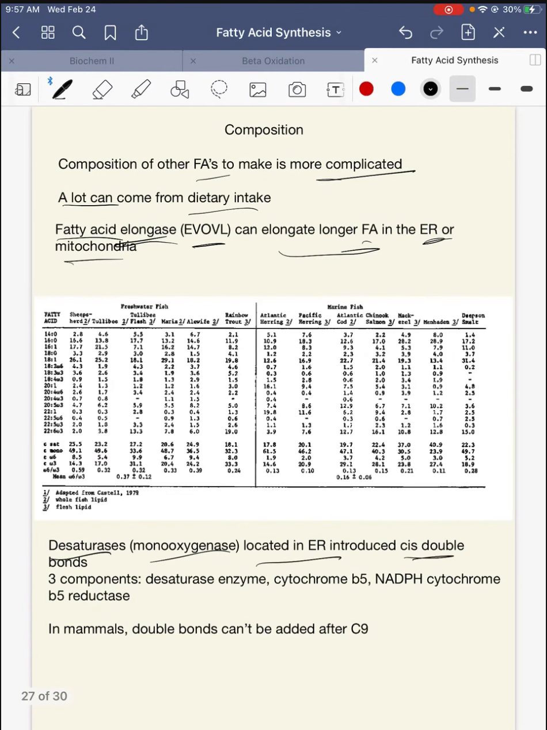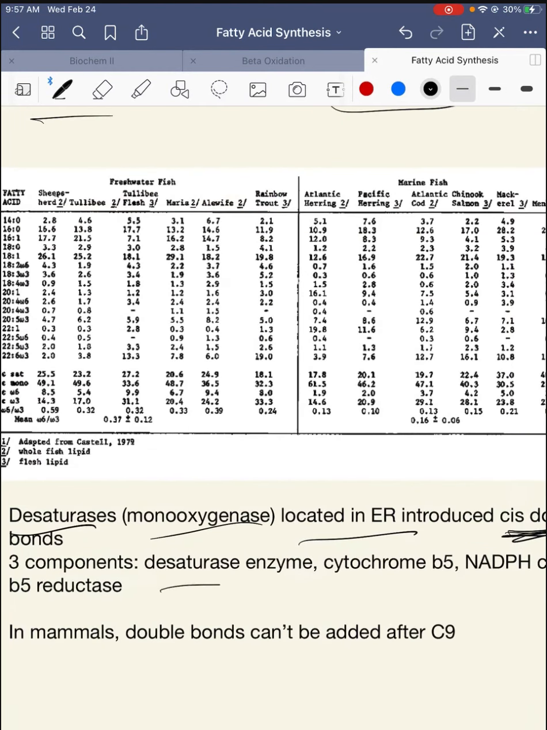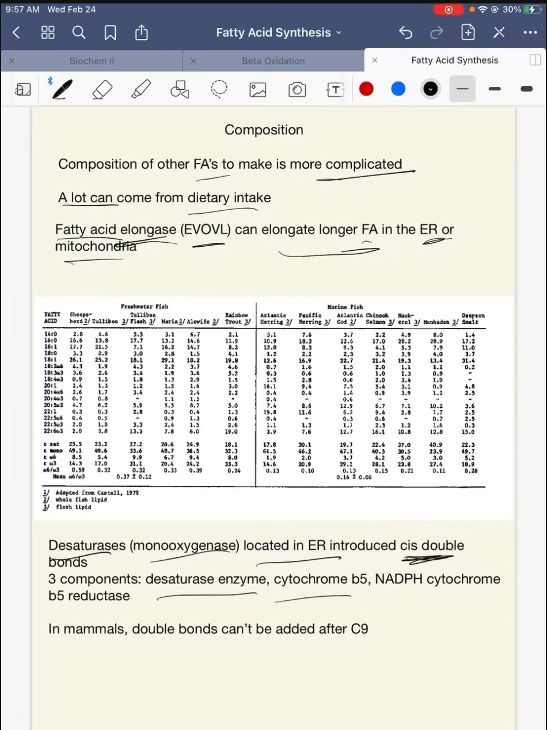I'll briefly talk about desaturases. Those are the ones that can introduce cis double bonds. Desaturases have three components: the desaturase enzyme, cytochrome B5, and an NADPH cytochrome B5 reductase.